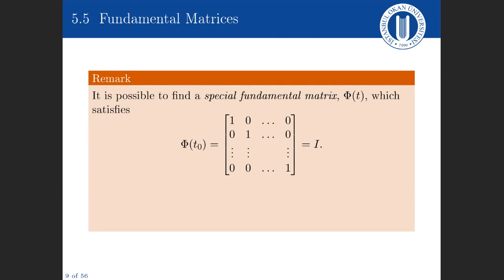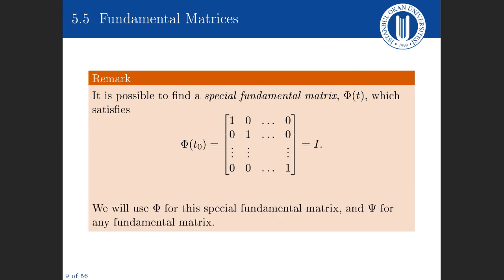There's another idea in this section, which is the idea of a special fundamental matrix. It's possible to find a special fundamental matrix, capital Phi. This is the Greek letter capital Phi, which satisfies that capital Phi at t0 is equal to the identity matrix. We're going to use the notation capital Phi for this special fundamental matrix, and capital Psi for any fundamental matrix. Let me note before I go on, there are infinitely many fundamental matrices for a differential equation, but only one of them is the special one, which has the property that Phi at time t0 is equal to the identity.